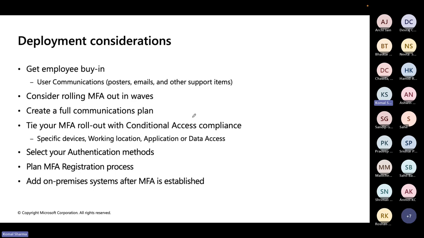Second is to consider rolling MFA out in waves, where you just communicate to everyone how this MFA works. So first consider rolling out MFA in waves, that is, start with a very small group. Do not implement directly to the whole organization. Just enable it for a few users, like let's say 10 users, 15 users, that's it. Then learn with them, make them learn how this works, how they can set up the MFA. When they are comfortable, when it works out for that test group, then you can enable it for other users and so on. Then create full communication plans.